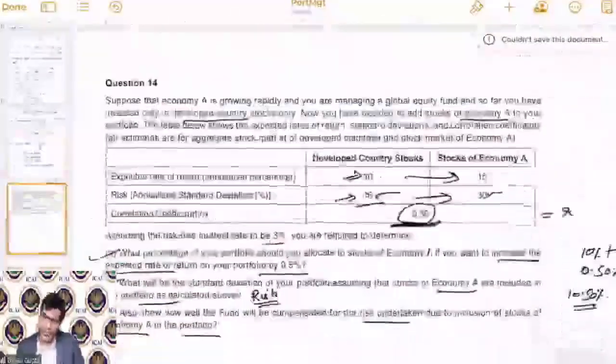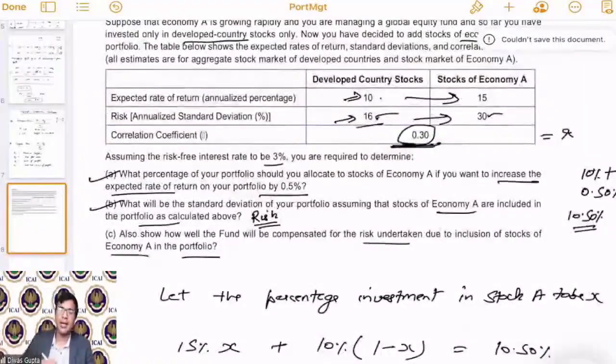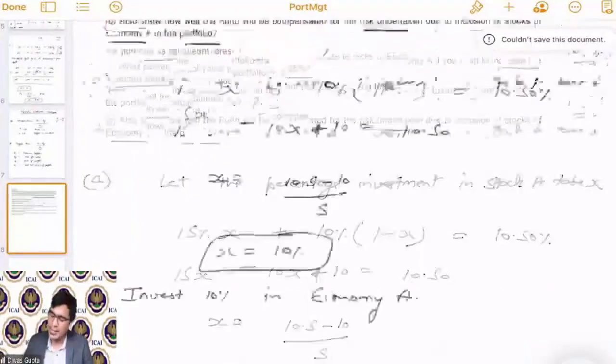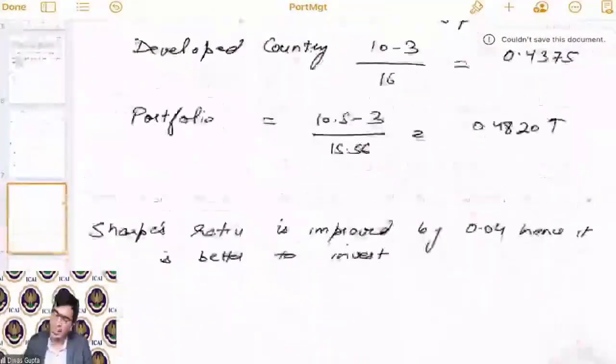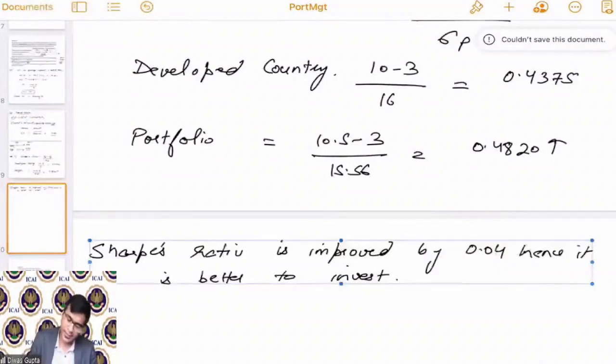Correct? Because that is what the question is asking you, how well the fund is compensated. Definitely, the fund is compensated, because for getting the higher return, the higher risk is there, and hence the Sharpe ratio is still getting better because risk is getting reduced and return is getting to be higher.